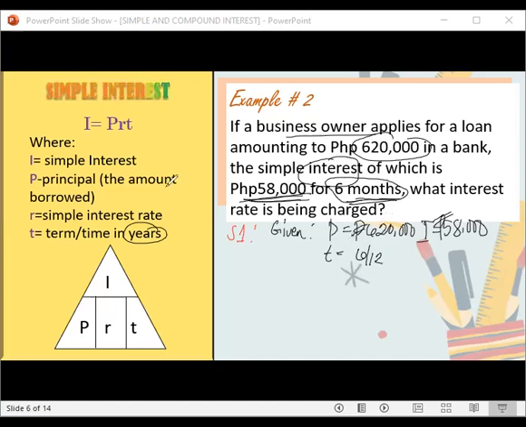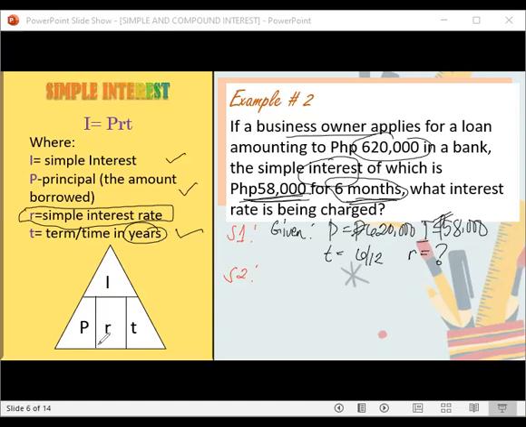So, meron na tayong principal, meron tayong interest, at meron tayong time. Ano yung missing natin? Okay, ang missing natin is the simple interest rate. So, yun yung hinahanap, the rate. Now, for step number 2, apply the formula. So, what will be our formula? So, tingin ulit tayo dito sa pyramid.